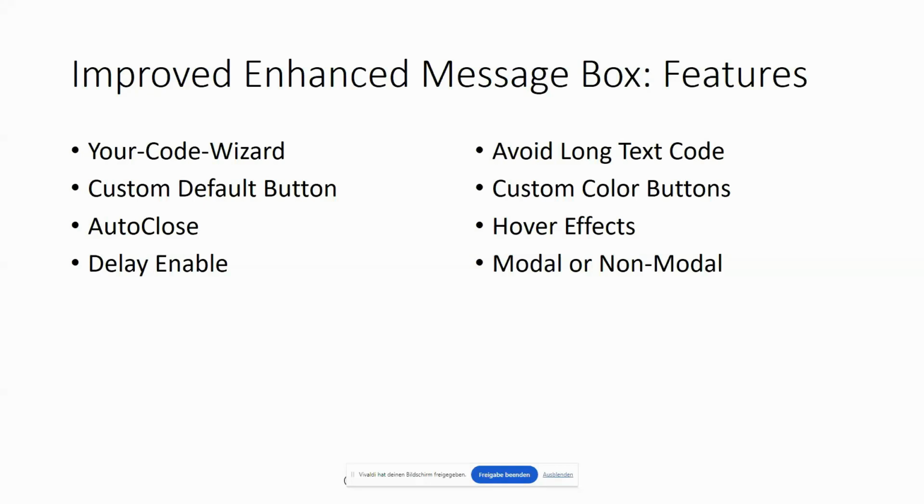You have custom color buttons. You define them either with RGB values, or you can use hexadecimal values, which are calculated to RGB values in that customization form. You have hover effects like you know from the internet, and the message box is actually modal or non-modal. So actually your code can run while the message box is shown. You can define that state with a single click in the form.